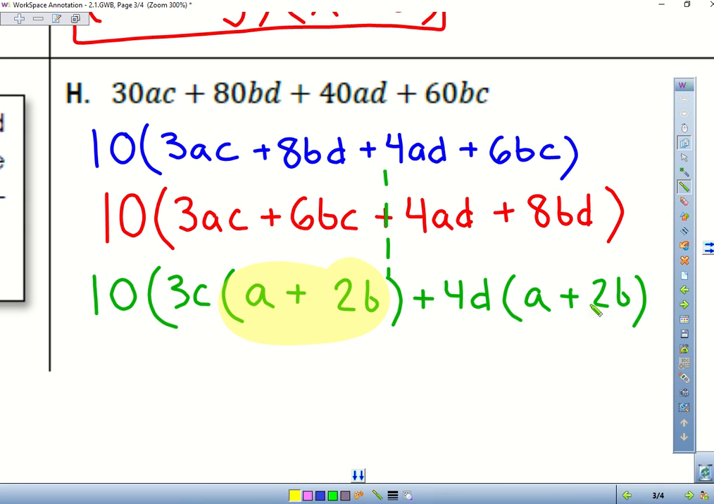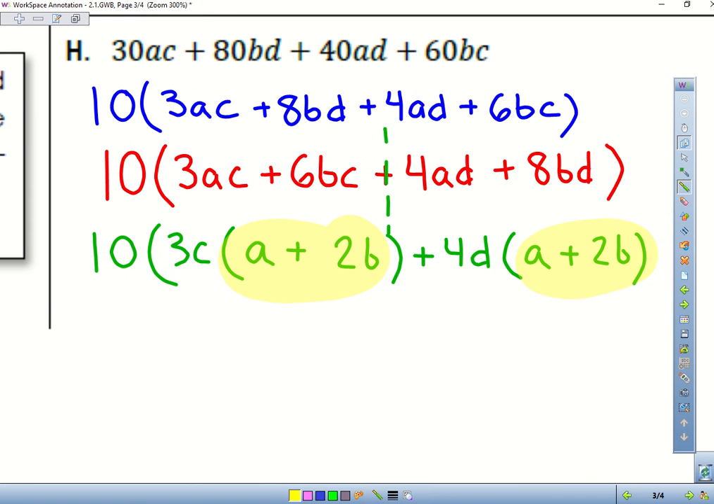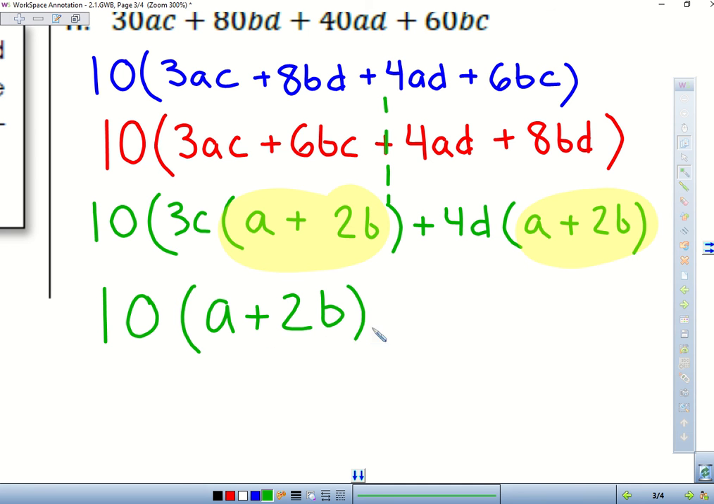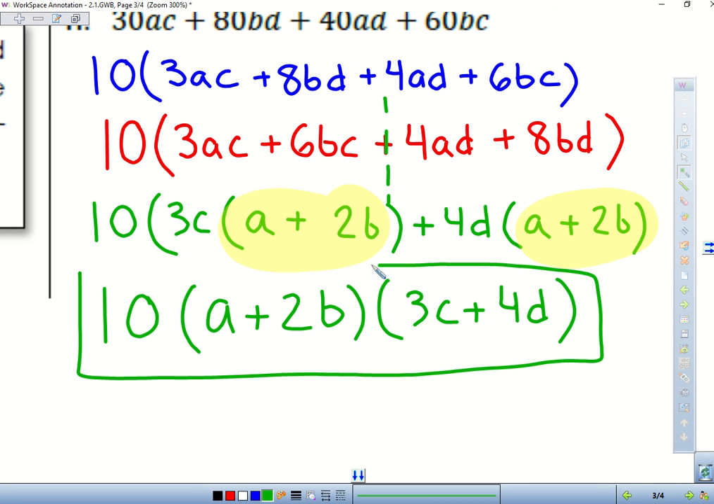We have a common factor of a plus 2b, which means we can take it out, right? So we got the 10 on the outside, we got the common factor that they have in common, and then we have whatever's on the outside. 3c plus 4d. Good. Is everyone with me on that?